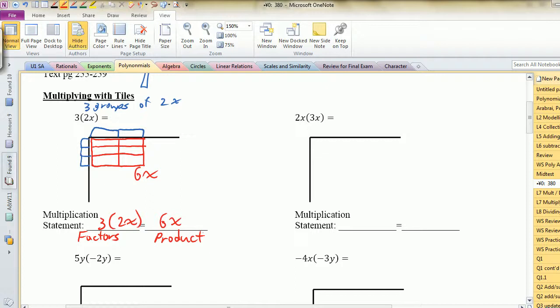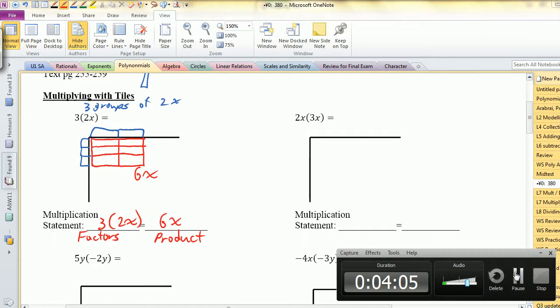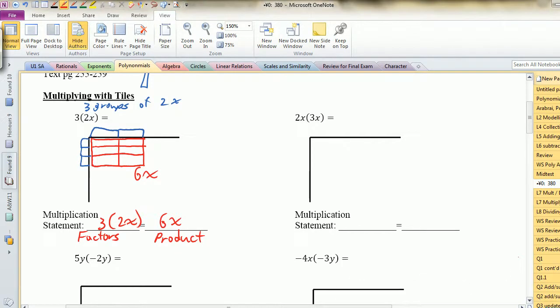Any questions? Okay, so the next question we're going to do is 2x times 3x. So again, the factors are located on the outside. It doesn't matter which one goes where. What would you like on the left side, 2x or 3x? 3x. Sure, keep it simple, I like that. So we can draw 2x, 1, 2, then up top must be 3x.